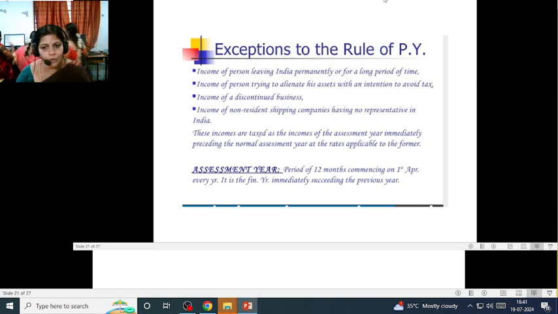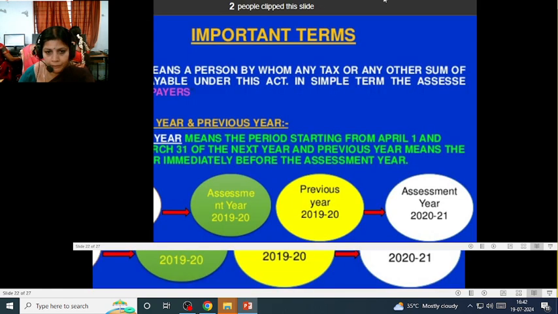Exceptions to the rule of previous year: income of a person leaving India permanently or for a long time, income of a person trying to alienate his assets with an intention to avoid tax, income of a discontinued business, income of non-resident shipping companies having no representative in India. These incomes are taxed as the income of the assessment year immediately preceding the normal assessment year at the rates applicable to the former. Assessment year is the period of 12 months commencing on 1st April every year. It is the financial year immediately succeeding the previous year.